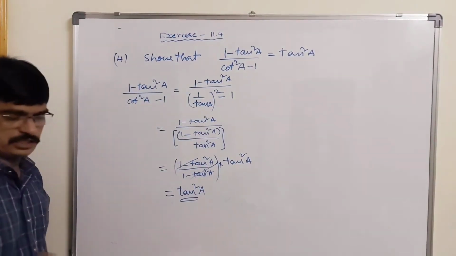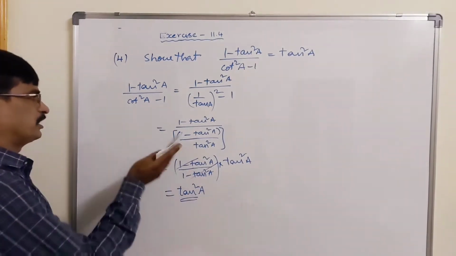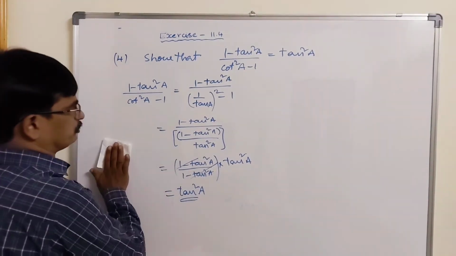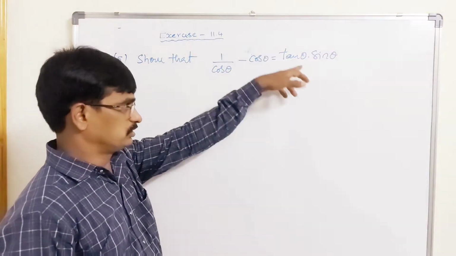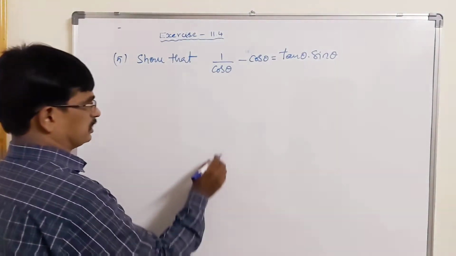If you know the trigonometric identities, then we can easily solve this kind of question. Show that 1 by cos theta minus cos theta is equal to tan theta into sin theta.